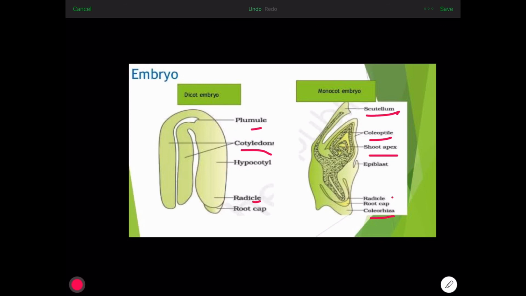Then they ask difference between epicotyl and hypocotyl also. Epicotyl is part of embryo above the level of cotyledon and it has plumule at its tip. And hypocotyl is part of embryo below the level of cotyledon and it has radicle at its tip.